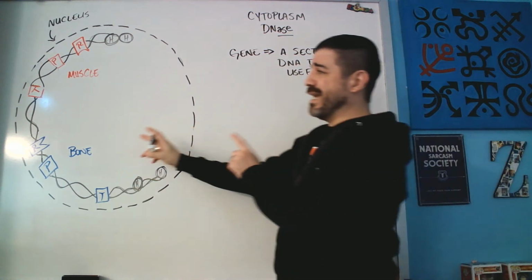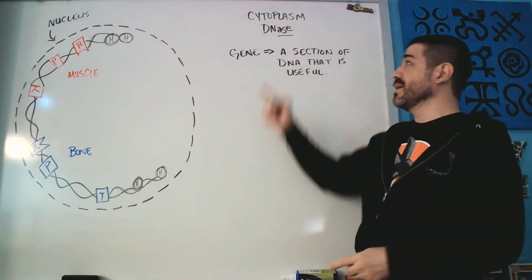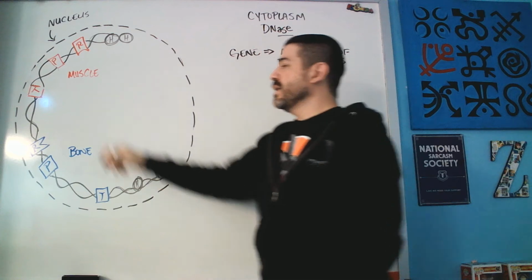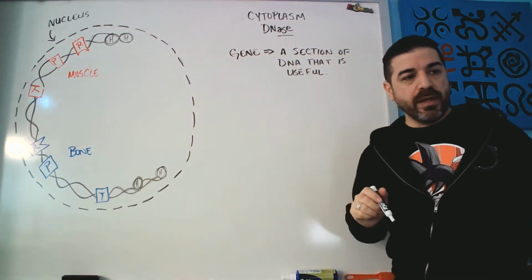We know that DNA has to stay inside the nucleus, one, because DNase will break it down, and two, because it's too big to actually pass through the nuclear membrane.